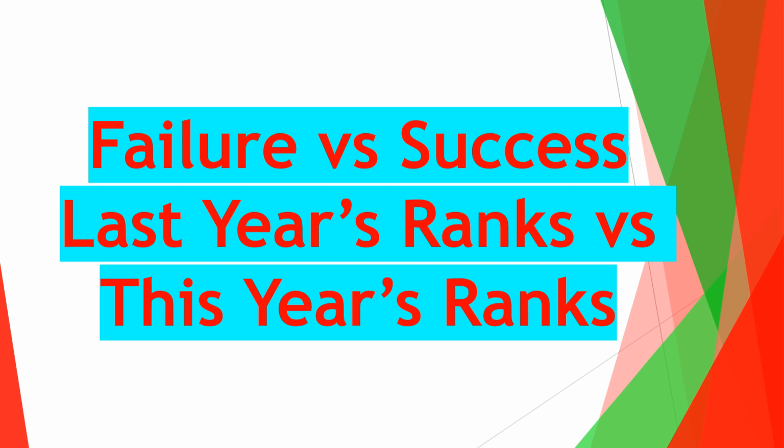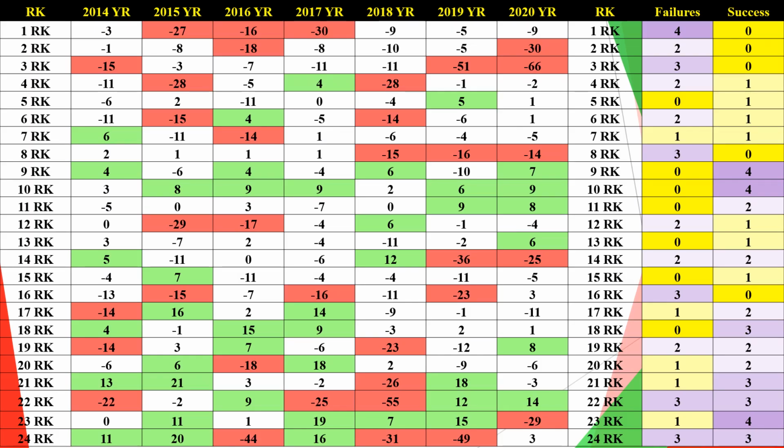We can look at these rankings by failures and successes. Last year's ranks versus this year's ranks, the same kind of table I showed you. I'm going to show it to you again, but now I'm going to call out failures and successes in each group. Just to use that as a look-see.